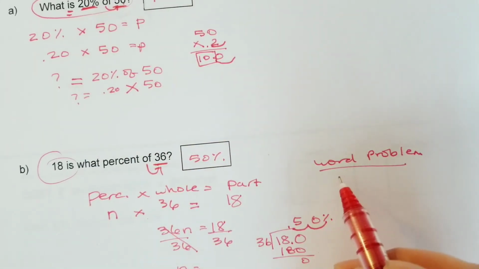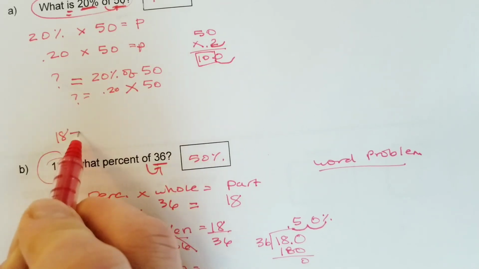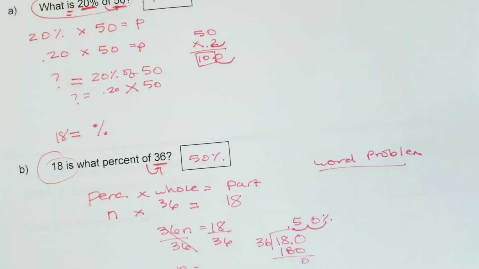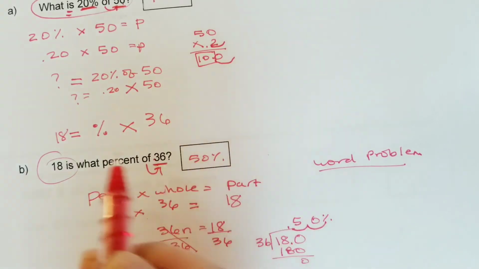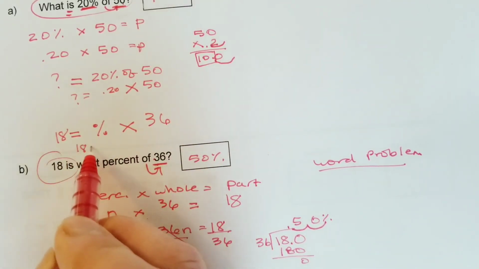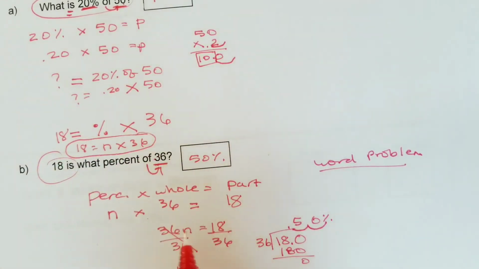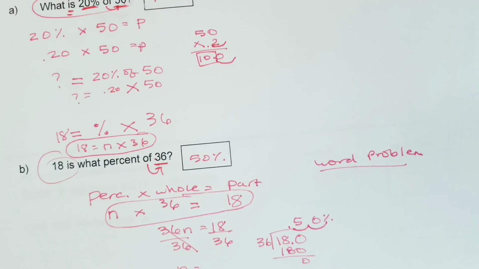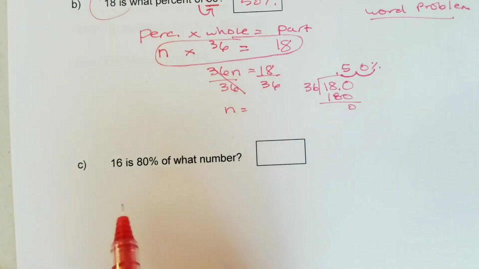Okay, looking at it as a word problem is just 18 is, means equal sign. What percent? They're looking for a percent. Of means what? Multiply 36. So we don't know our percent, so 18 equals N times 36. And if you look over here, it's the same formula or same equation, just changed around a bit, using the commutative property of multiplication.